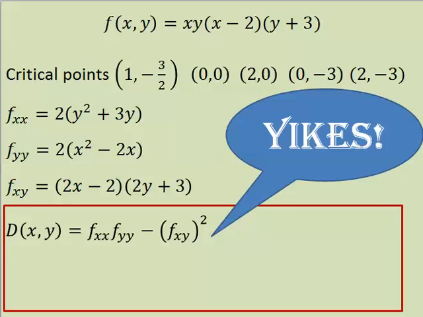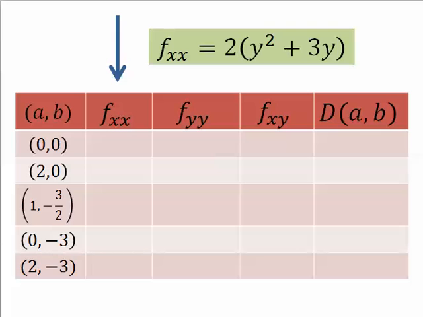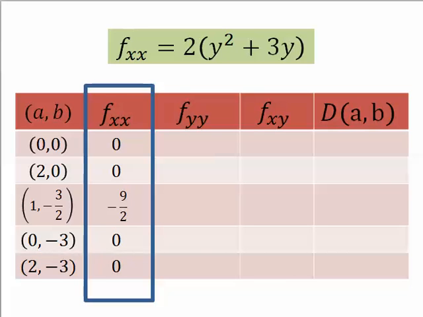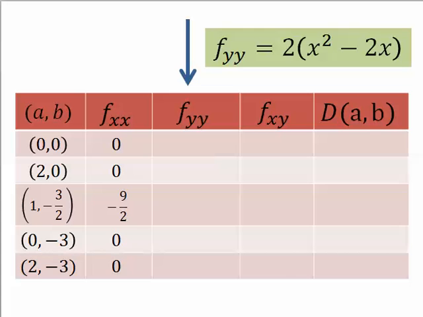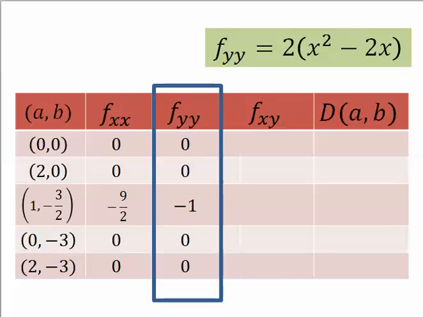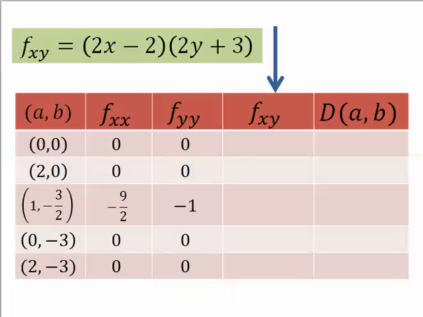I don't recommend finding the discriminant in this case. It's going to be a fairly ugly function. Instead, what I recommend you doing is building a table. We're going to evaluate fxx for these 5 critical points, and then fyy, and then fxy.